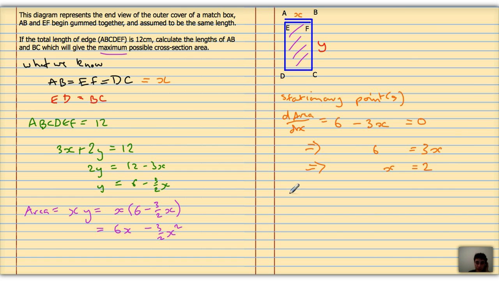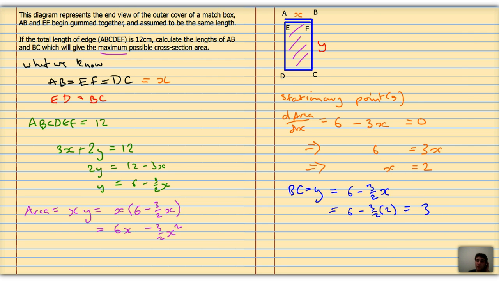So what is the length of BC? Well, BC is equal to y, and y is equal to 6 minus 3 over 2 x. So that's 6 minus 3 over 2 times by 2. That's 6 minus 3, so that's just going to be 3.